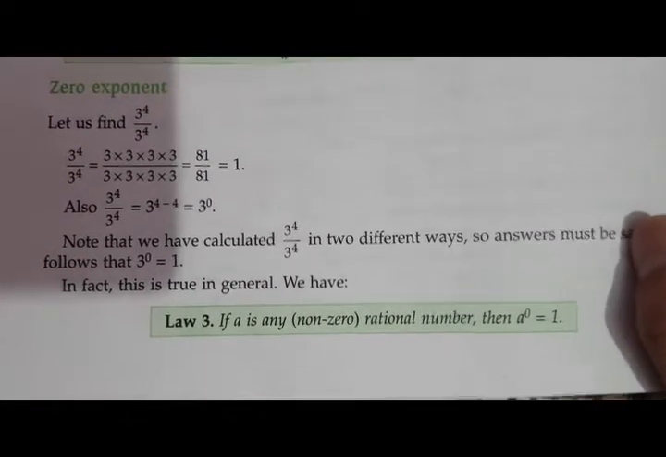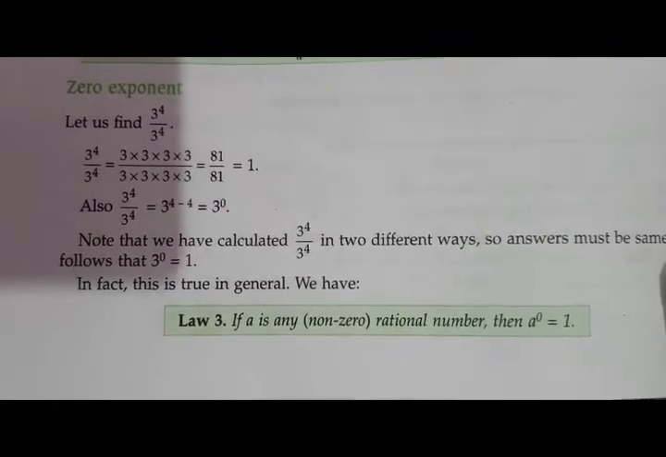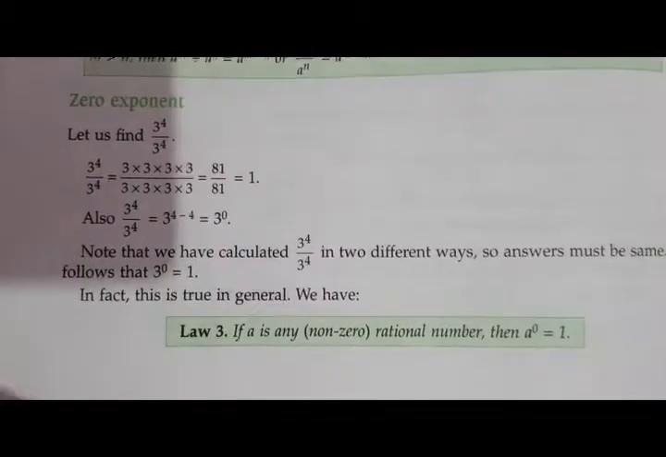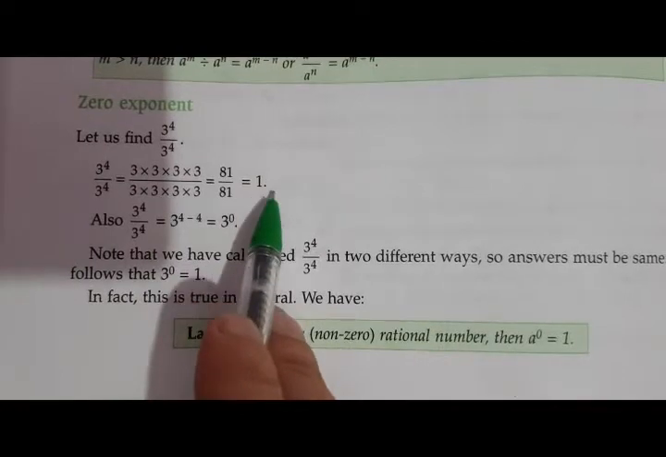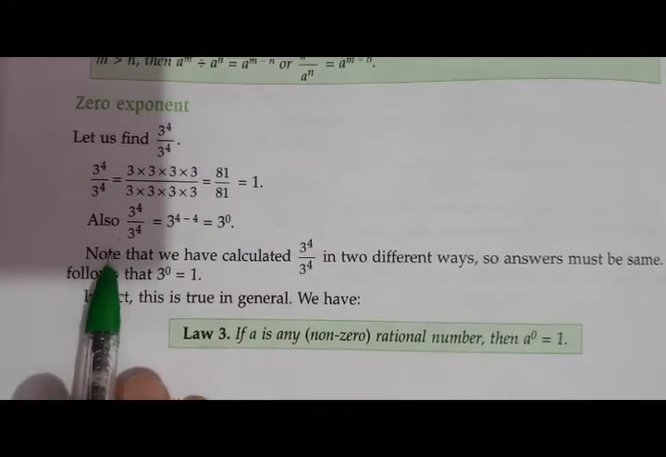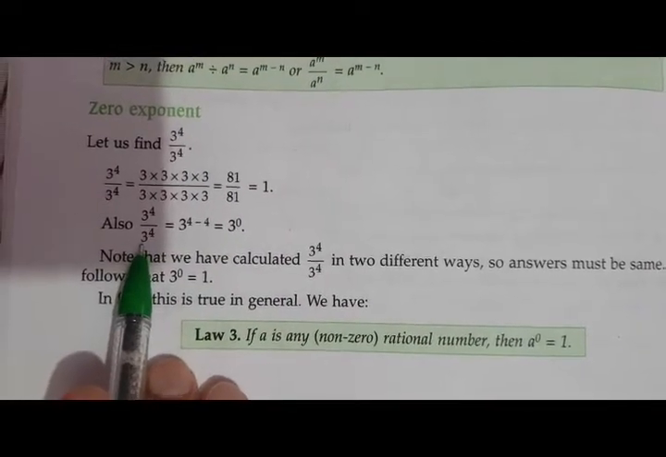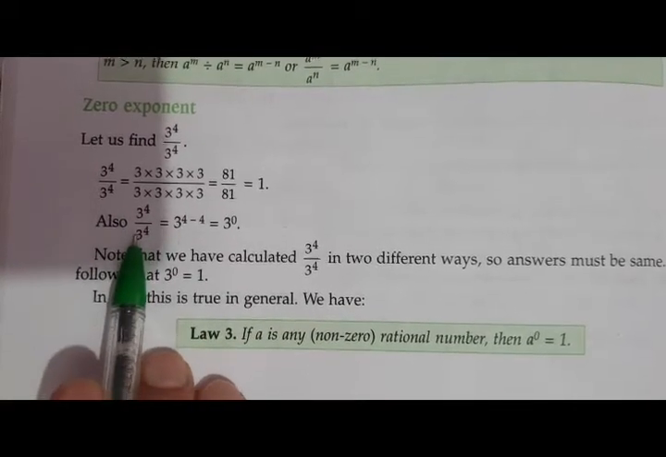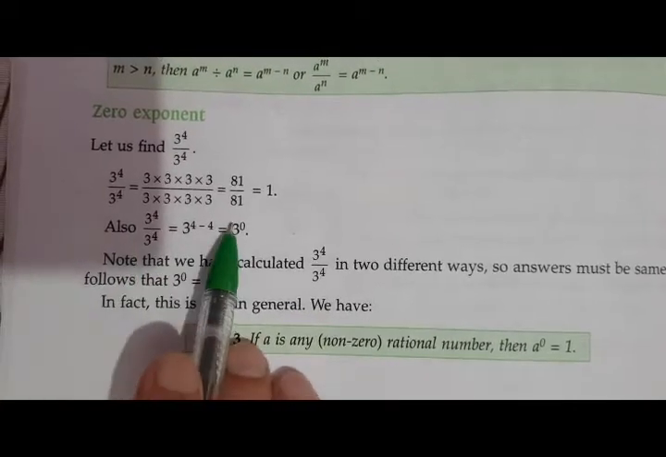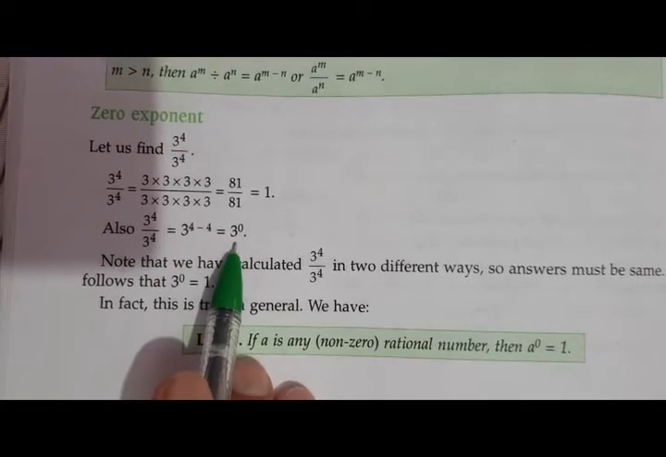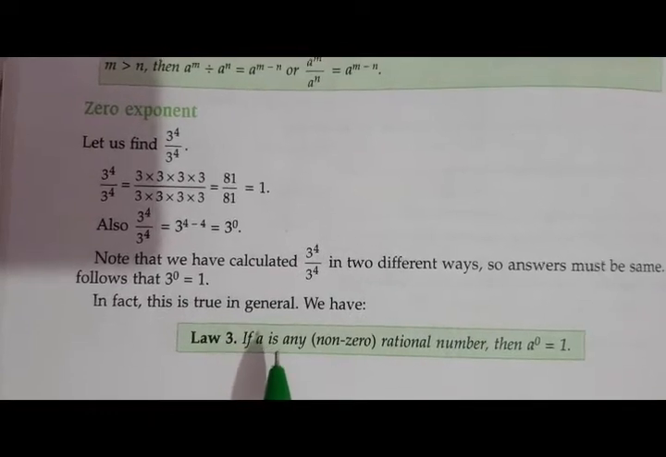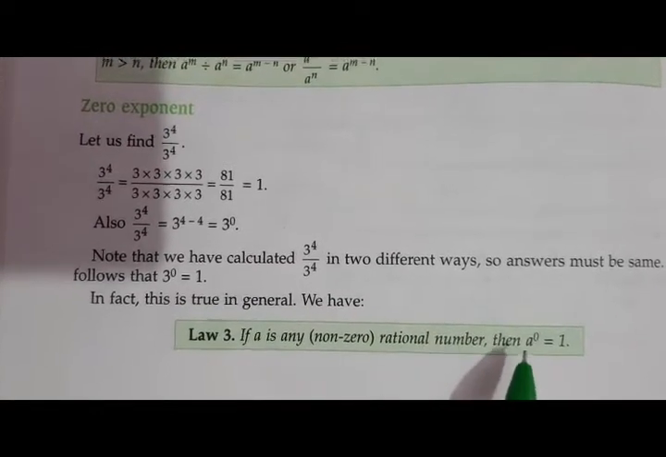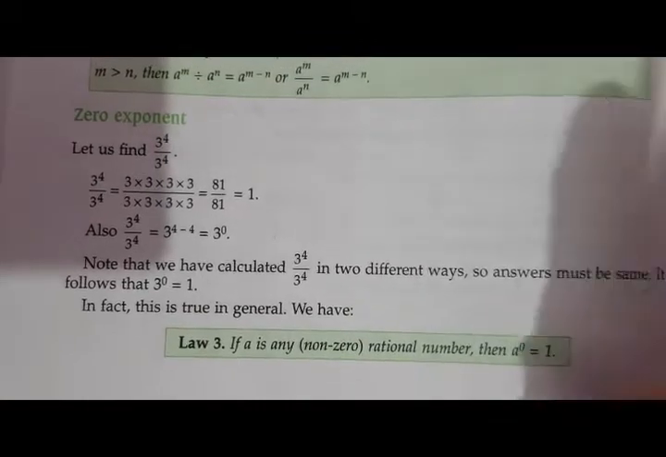Now let's talk about the zero exponent. Zero exponent means when we have the same bases and same power, 3 to the power 4 and 3 to the power 4. All cancels out and the answer is 1. So 3 to the power 4 and 3 to the power 4 are in dividing form, so we write 3 once, 4 minus 4 is equal to 0. So 3 to the power 0 means 1. Okay, so if a is any non-zero rational number, then a to the power 0 is equal to 1.